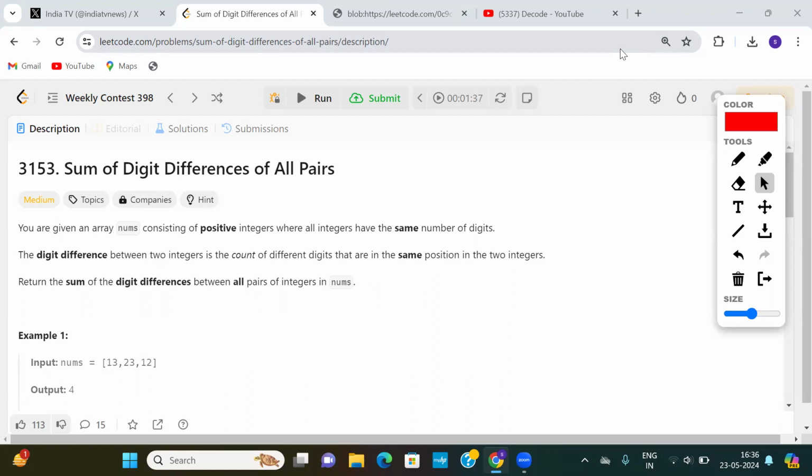So let us see today's question. Today's question says sum of digit differences of all pairs. So let me read the question. What is the question?